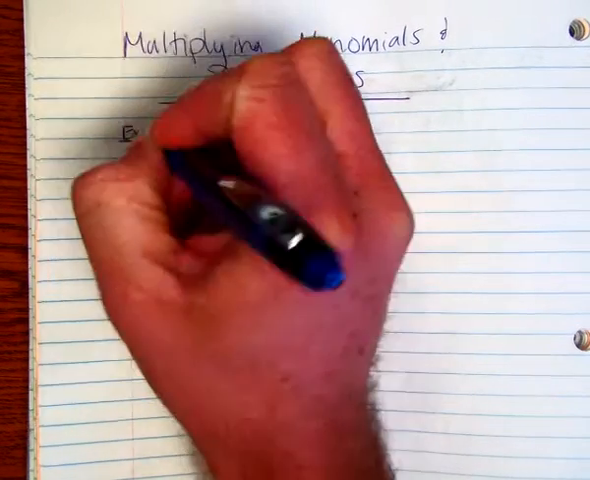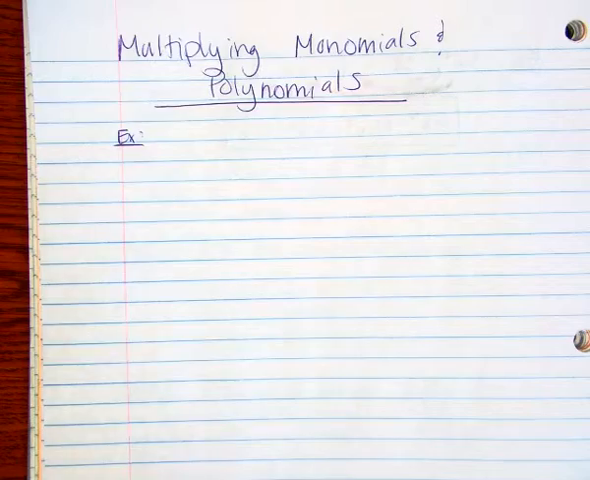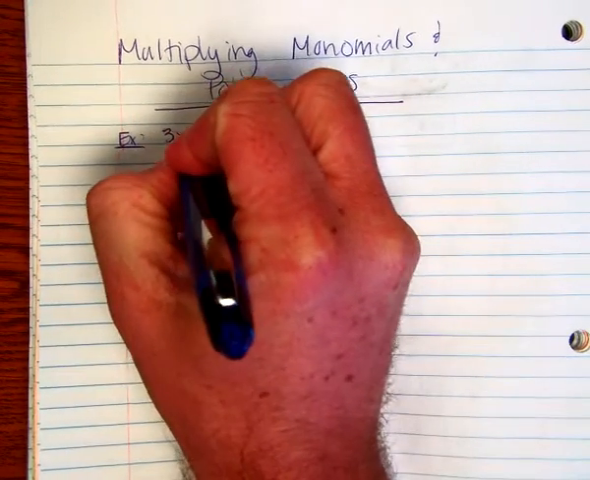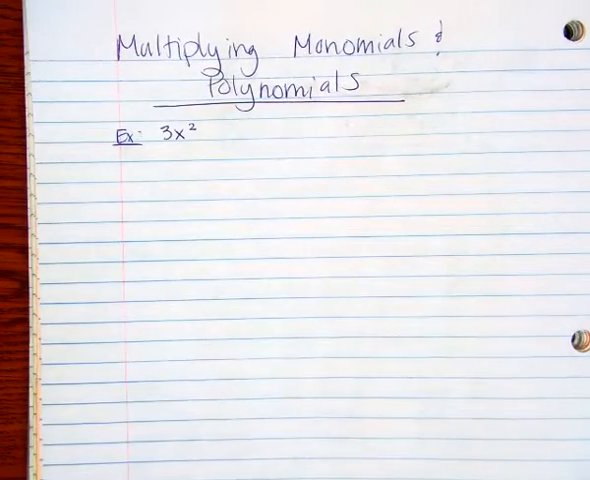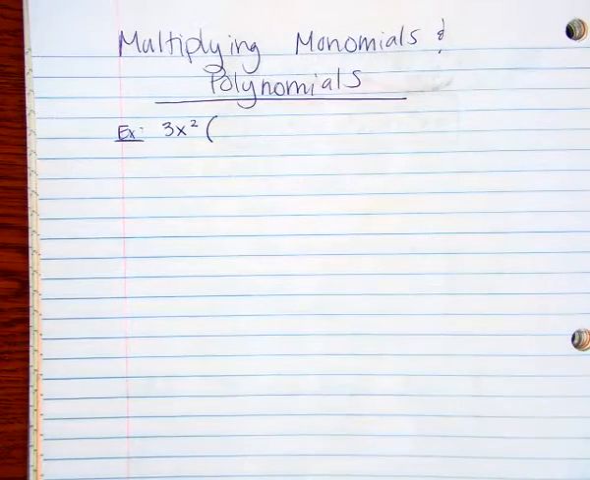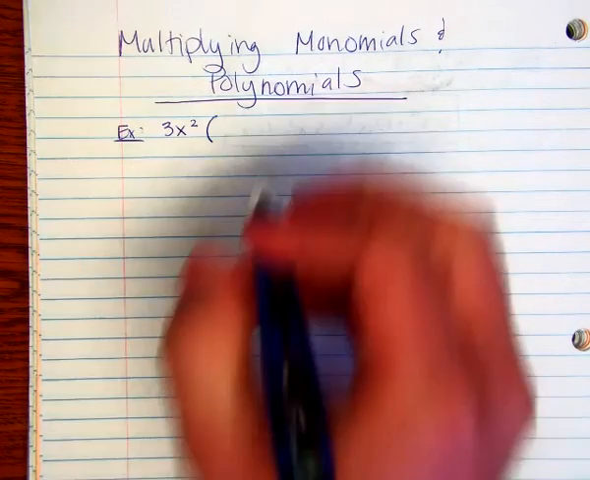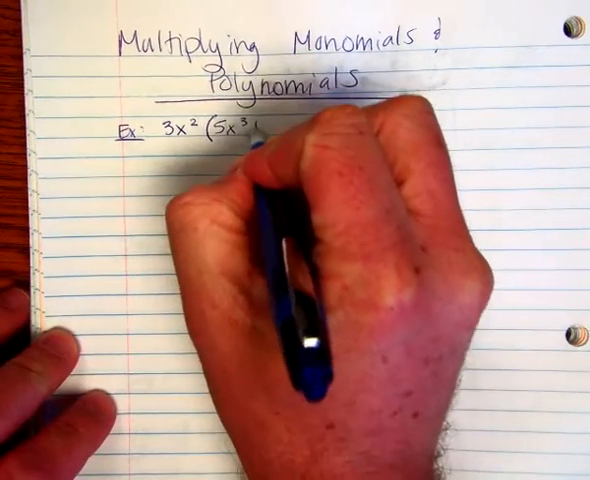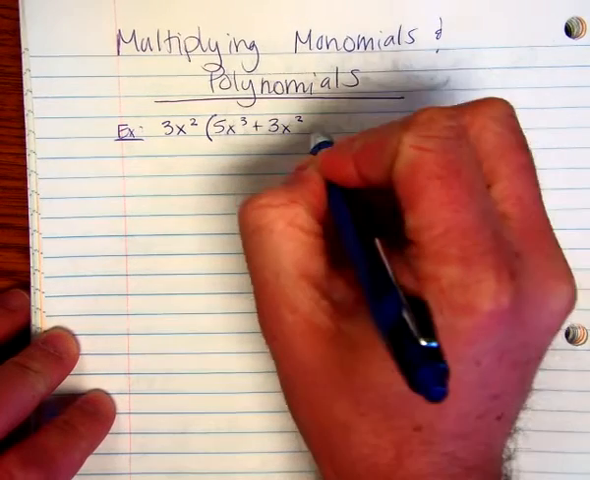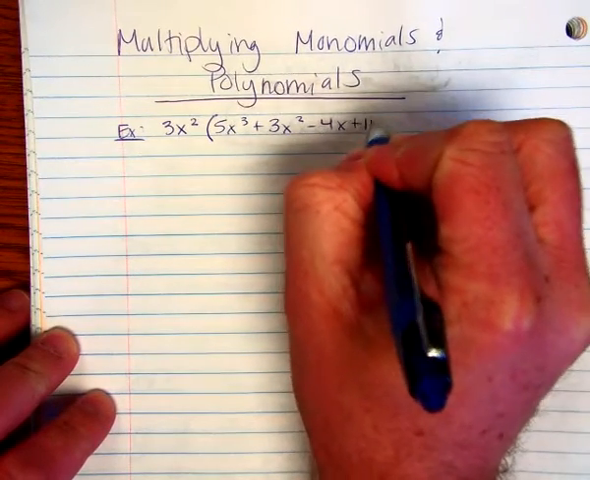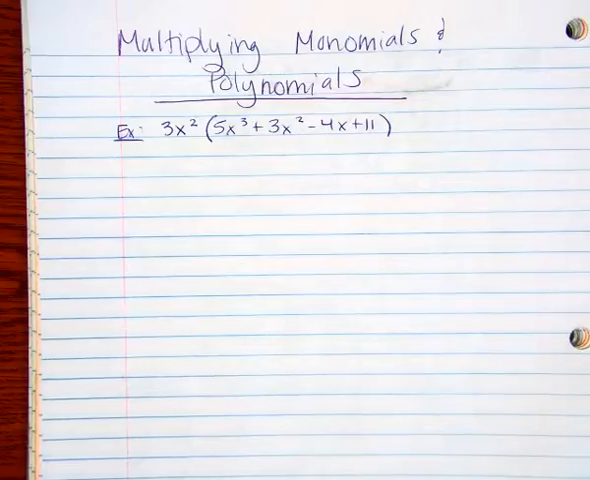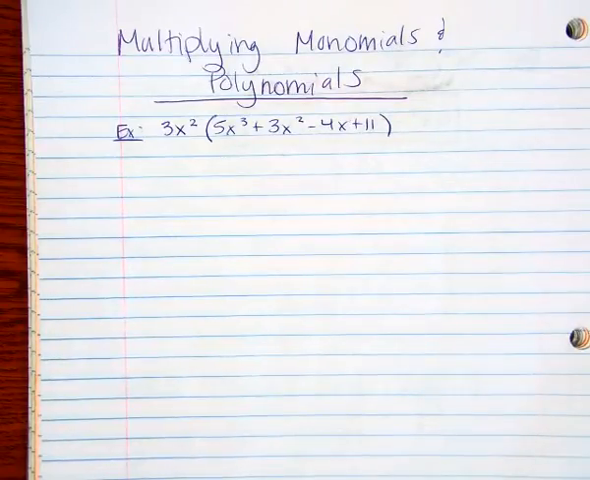Please write down the following example. If I asked you to multiply the monomial 3x squared times the polynomial 5x cubed plus 3x squared minus 4x plus 11. So we're going to take a monomial and multiply it with a polynomial.